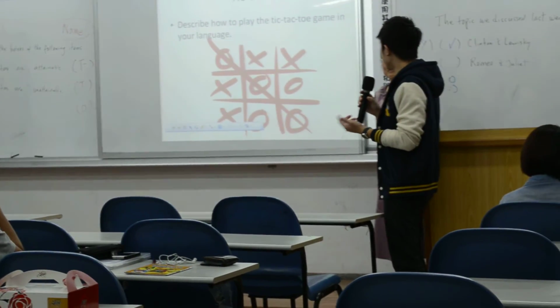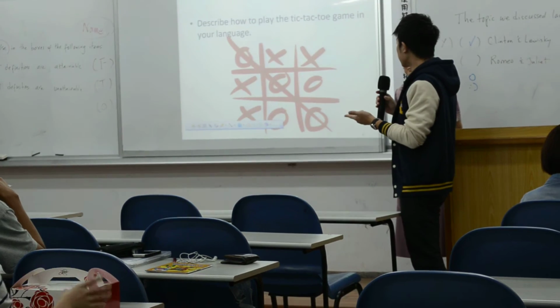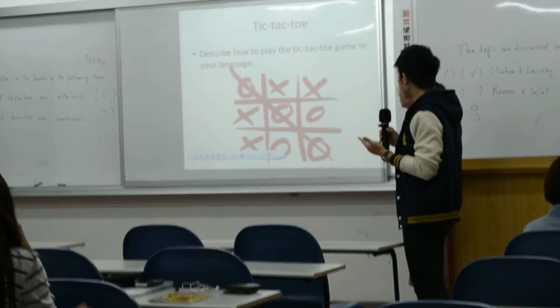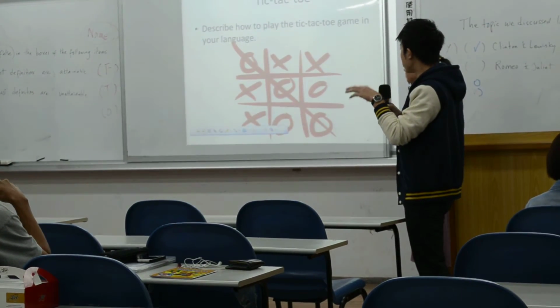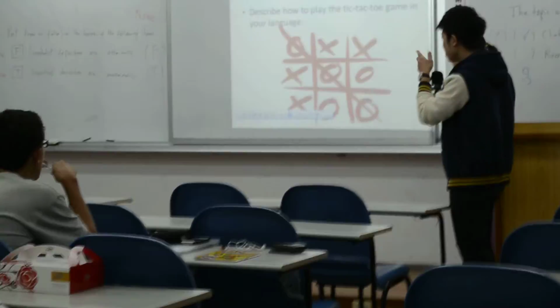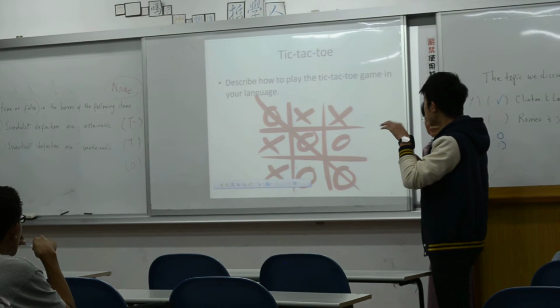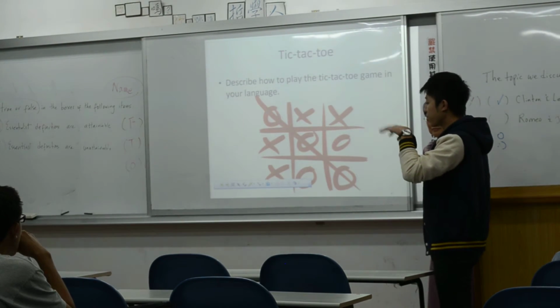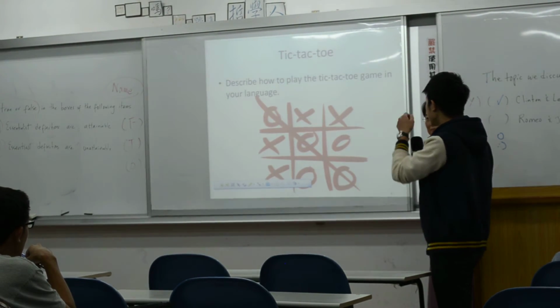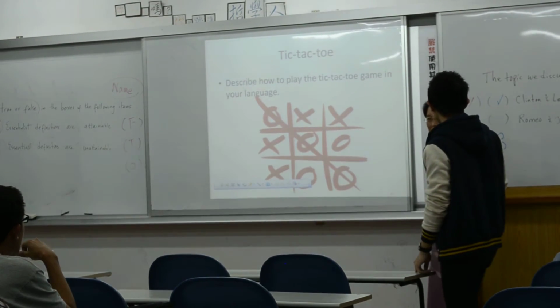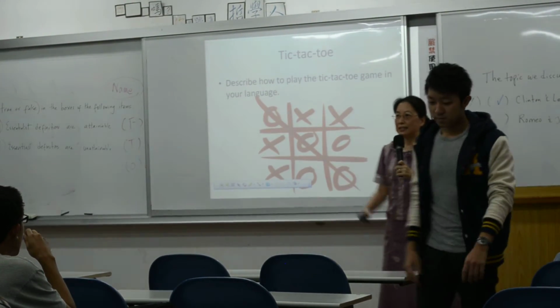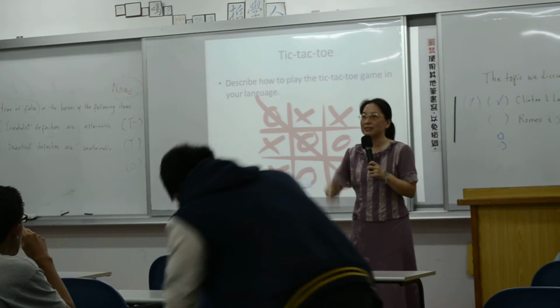First, you have to pick a symbol, cross or a circle, and then second, you have to take turns to put your symbol on the 9 squares. So whoever's symbol makes a line of 3 symbols together, he or she will win. Okay, thank you. Let's invite our Indonesian group.